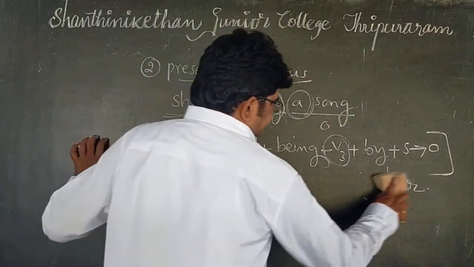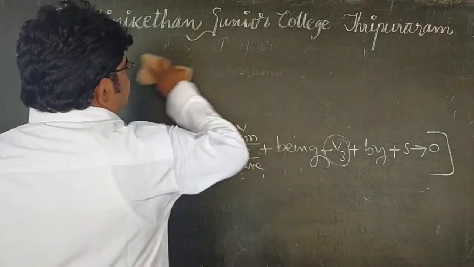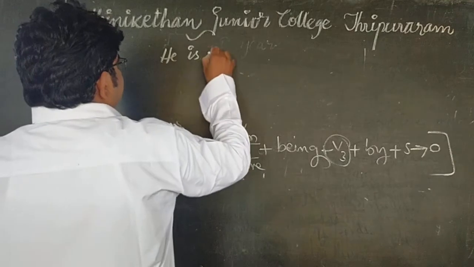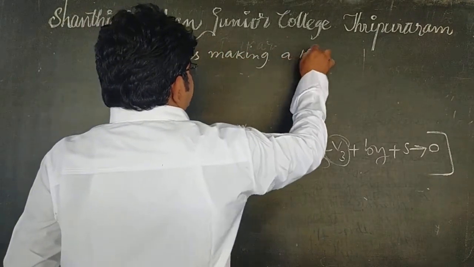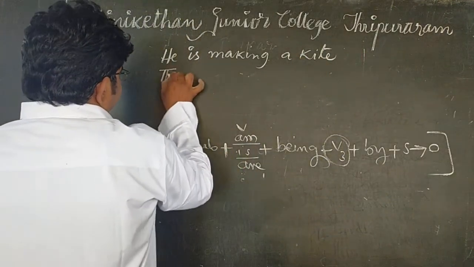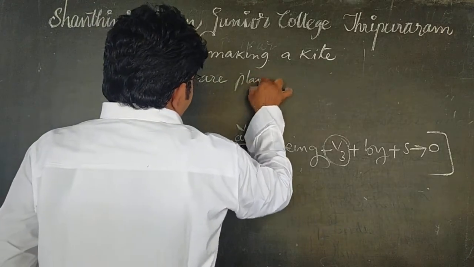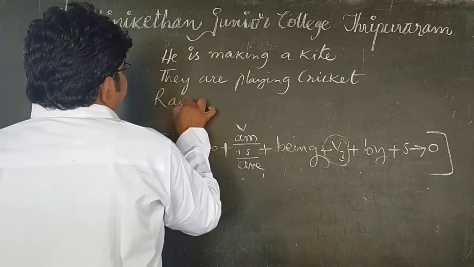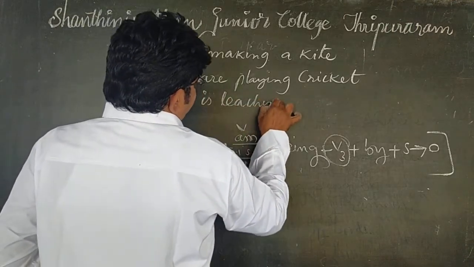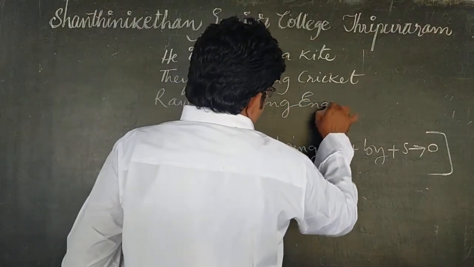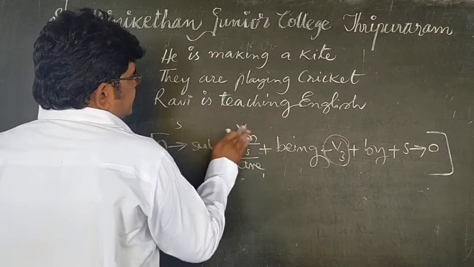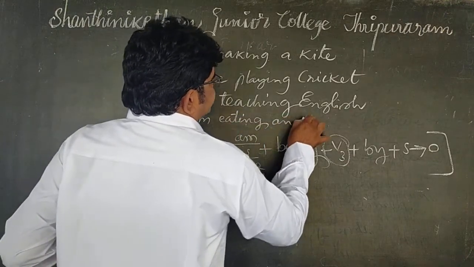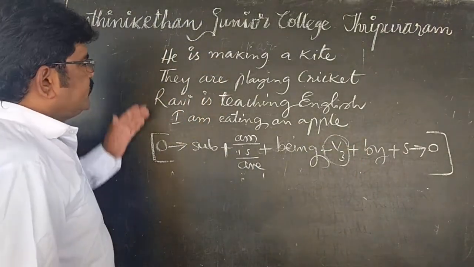Yes, I'm going to give you some more examples. He is making a kite. They are playing cricket. Ravi is teaching English. Next, I am eating an apple. See all these examples.